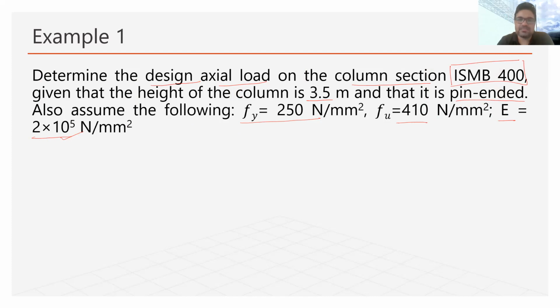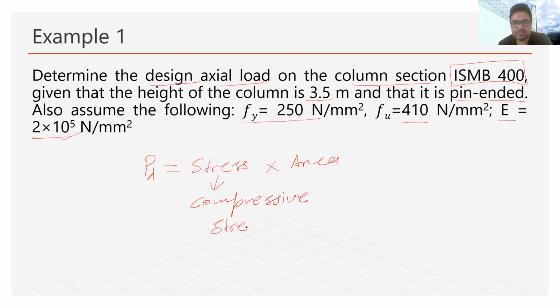In this case, we are required to find the design axial load, which we generally represent by PD. In the previous lecture, I discussed that this PD can be calculated as stress into area. Because we are designing, we are required to find the compressive strength, so this stress will be the compressive stress multiplied by the area of cross section of this section, which is ISMB.